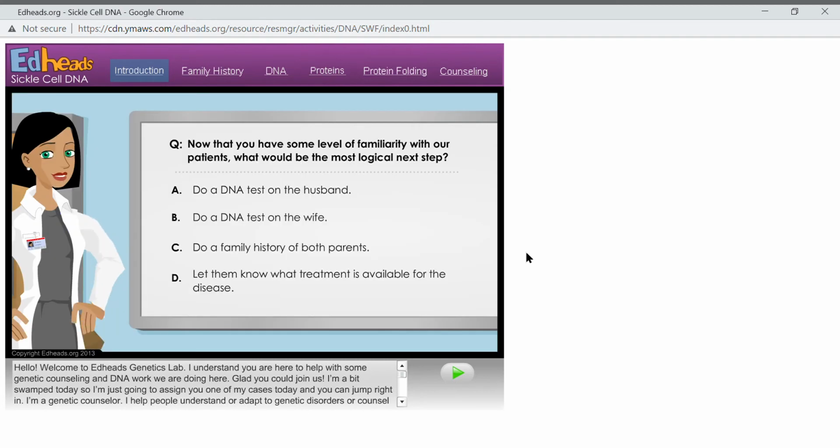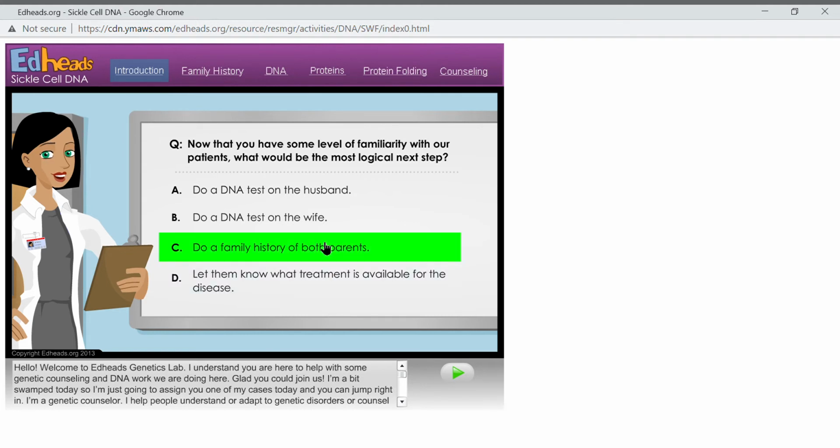Now that you have some level of familiarity with our patients, what would be the most logical next step? A. Do a DNA test on the husband. B. Do a DNA test on the wife. C. Do a family history of both parents. D. Let them know what treatment is available for the disease.